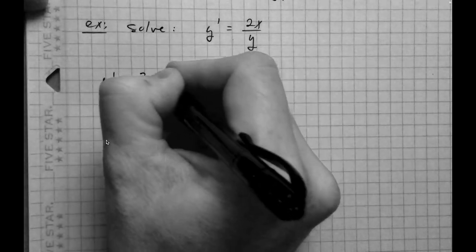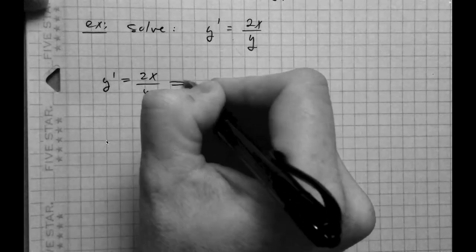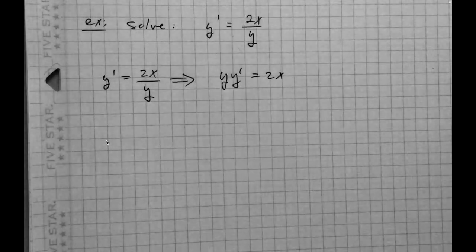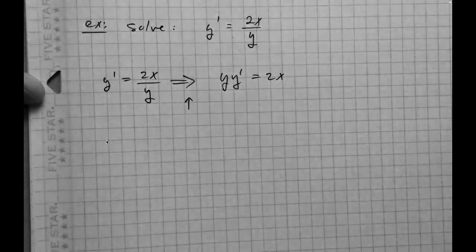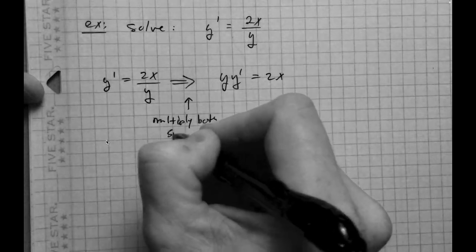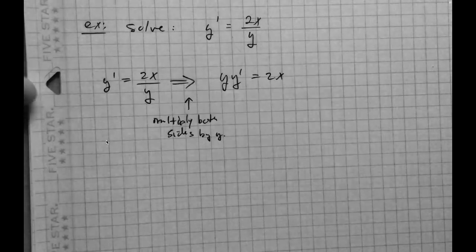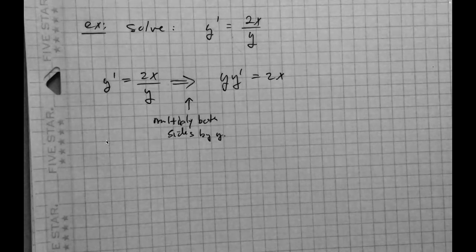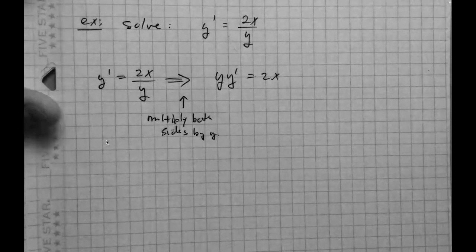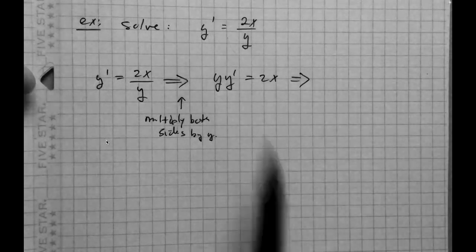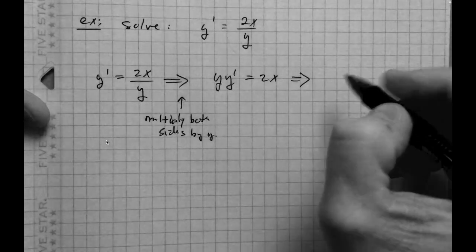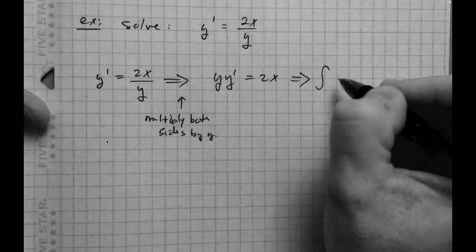So we start with y prime equals 2x over y, and it's a simple maneuver to get the variables separated out. What did we do here? All we did was multiply both sides by y. Just a little algebra. And then once the separation of variables piece is accomplished, we can use integration to solve the differential equation. The way that would work in this case is we would integrate both sides with respect to x.